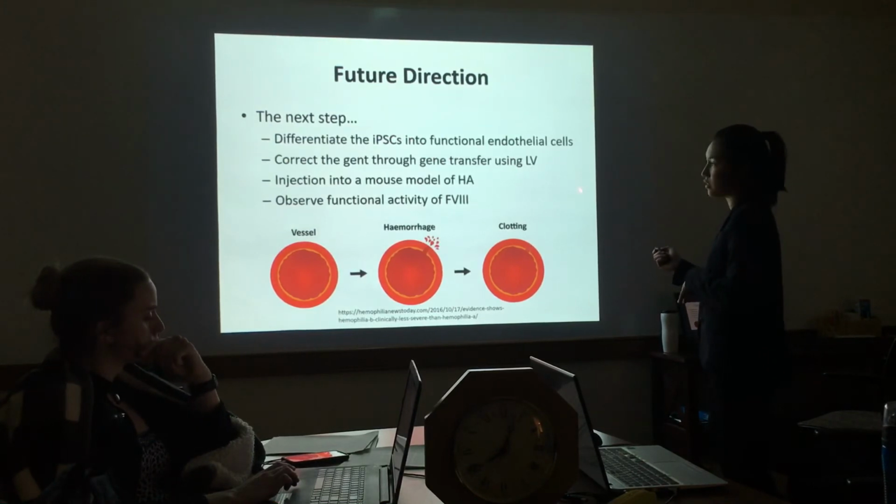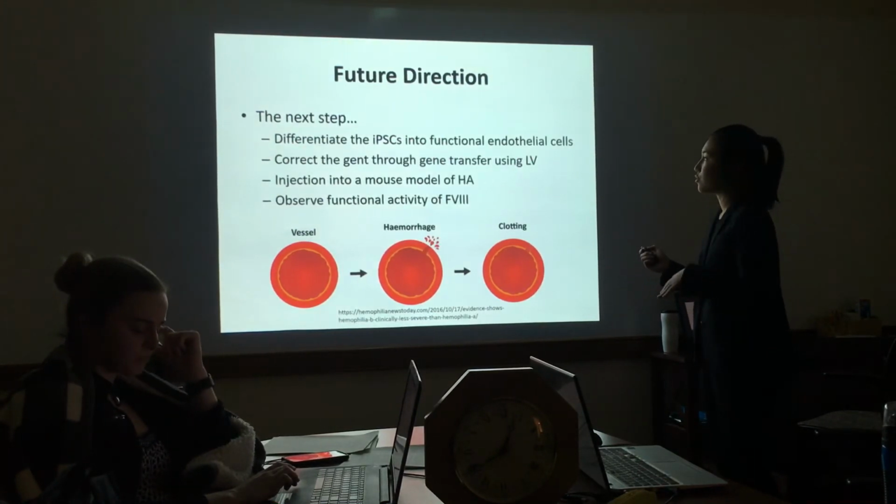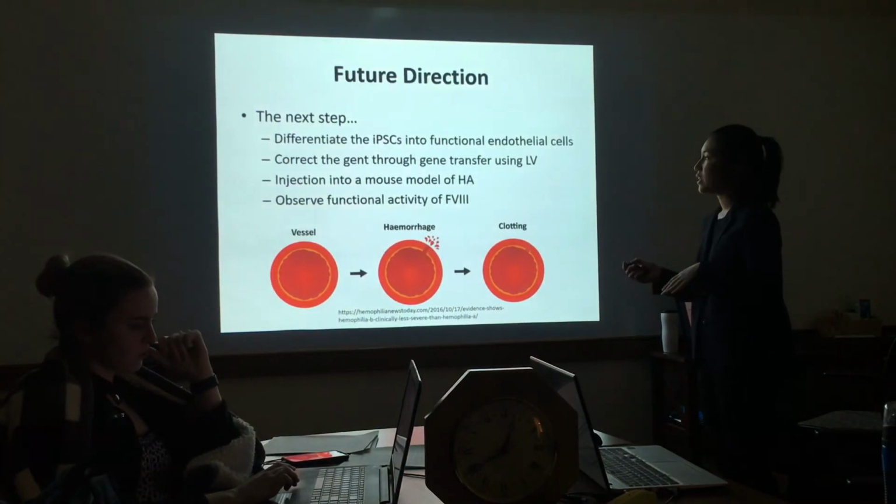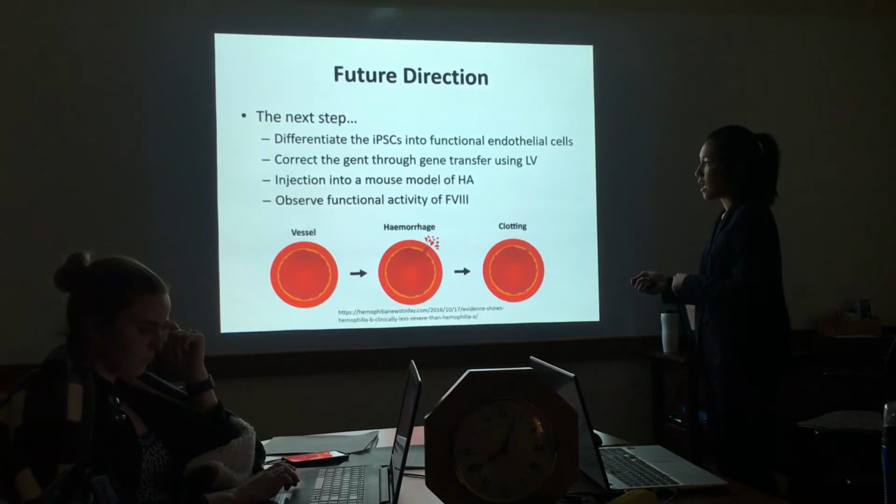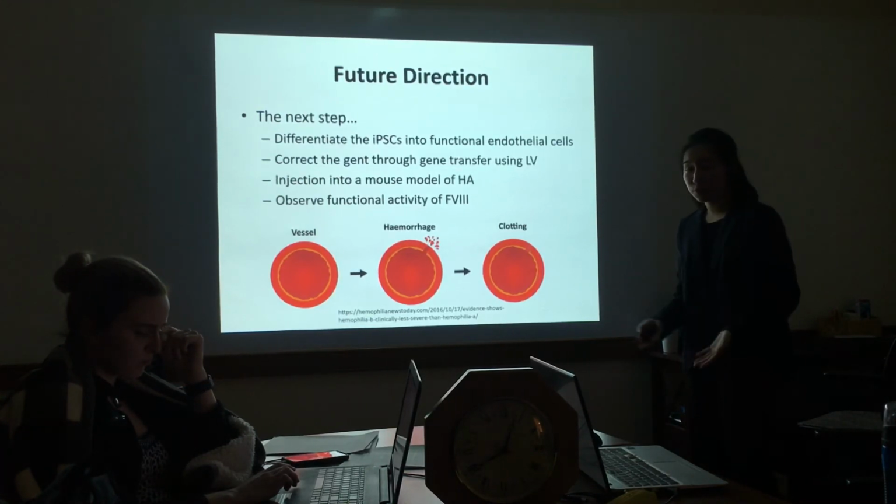For future directions, after you generate the pluripotent iPSCs, the next step is to differentiate the iPSC into functional endothelial cells, correct the gene through gene transfer using LV, and inject the corrected gene into the mouse model of HA, and observe the functional activity of F8 to see if the bleeding phenotype is actually corrected.